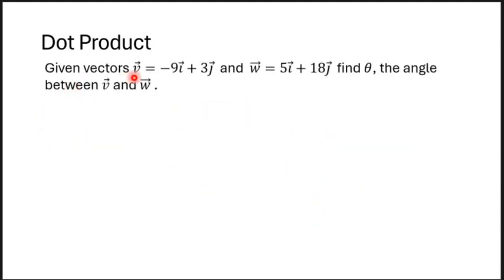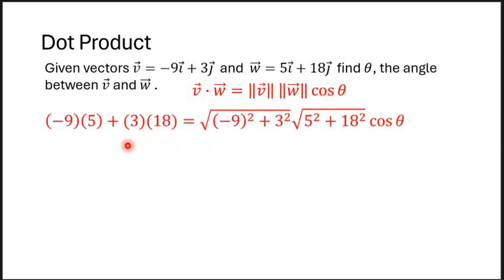Given vector v equals -9i plus 3j and w equals 5i plus 18j, find theta, the angle between vector v and w. So we can use the formula that we just derived to find the angle theta between the two vectors. On the left side, we'll do the dot product of the two vectors. On the right side, we'll have the magnitude of the two vectors multiplied. That'll be multiplied by the cosine of theta.